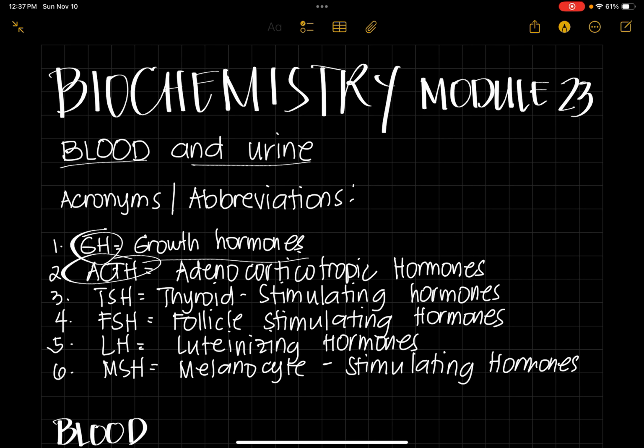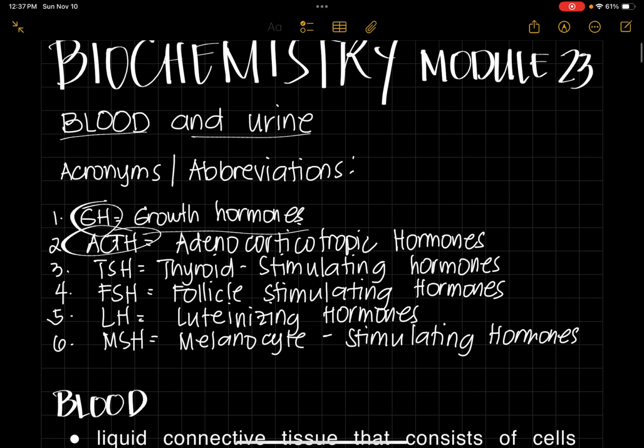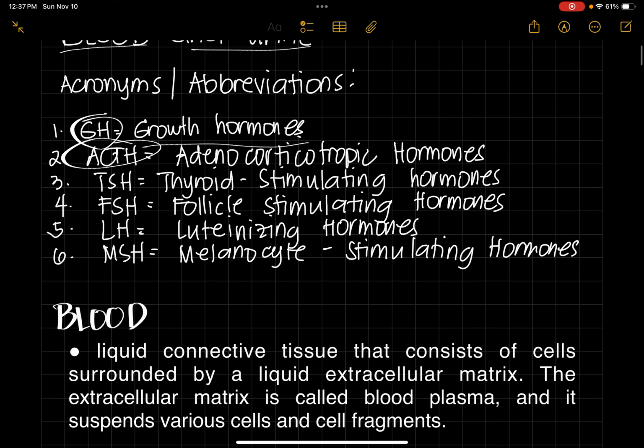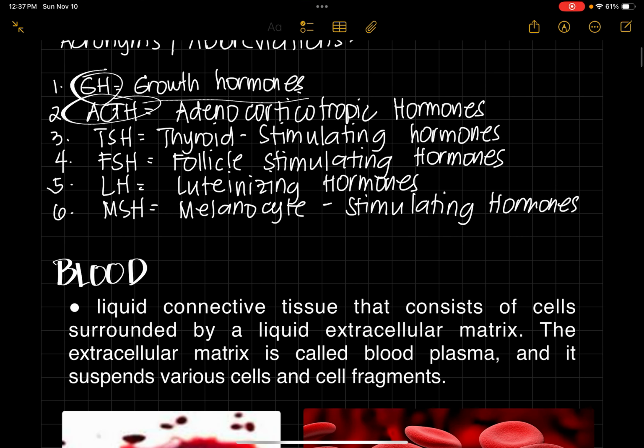Let's go back sa mga acronyms before sang previous nga mga modules. Acronyms and abbreviations. GH is growth hormones. ACTH, adrenocorticotropic hormones. TSH, thyroid stimulating hormones. FSH, follicle stimulating hormones. LH, luteinizing hormones. And MSH is melanocyte stimulating hormones.